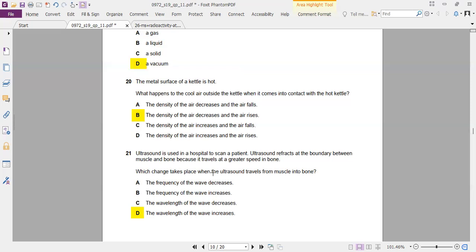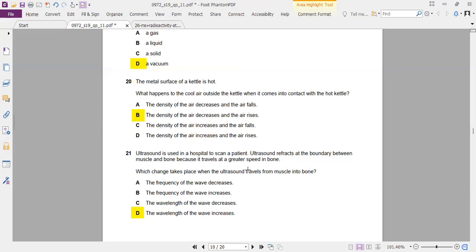So, what changes take place when ultrasound travels from muscle into bone? Okay, bone is a denser medium and muscle is a less dense medium. We have seen that there is greater speed in the bone and less speed in muscle, so it refracts at the boundary between muscle and bone. Why does it refract? Because it travels at a greater speed in the bone.